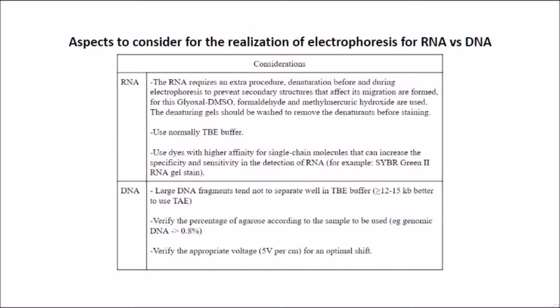For DNA, you also can consider that large DNA fragments tend not to separate well in TBE buffer. For this, you can use TAE buffer. Also verify the percentage of agarose according to the sample to be used. For example, if you use genomic DNA, you can use 0.8% of agarose. And verify the appropriate voltage for an optimal shift.